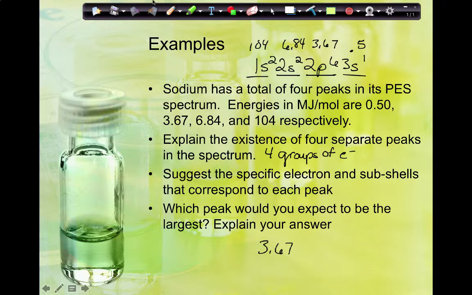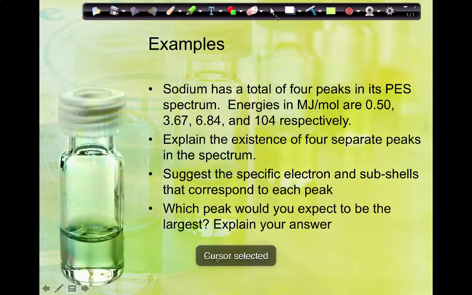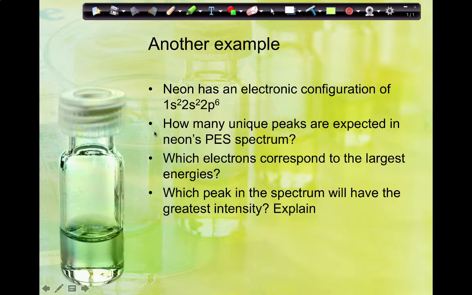All right, so let's look at another example. Okay, so neon has this configuration. How many unique peaks are expected to be in the spectrum? Well, there should be a peak for every electron group. So there should be 3.